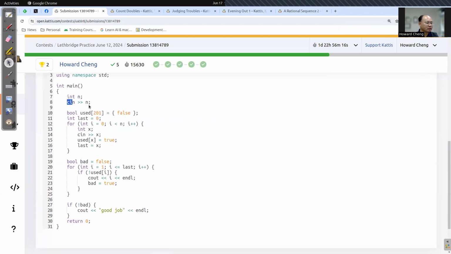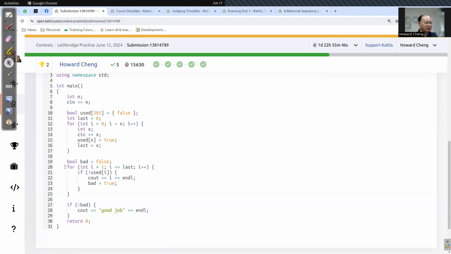I read in the number of integers. Then I have an array of 201 items, because I'm only using 1 to 200, and I initialize them all to false. I've never seen them before. I also remember the last number I've seen. And then I just go and read the n integers, mark them all true, and the last one I've seen is the last one that I read.